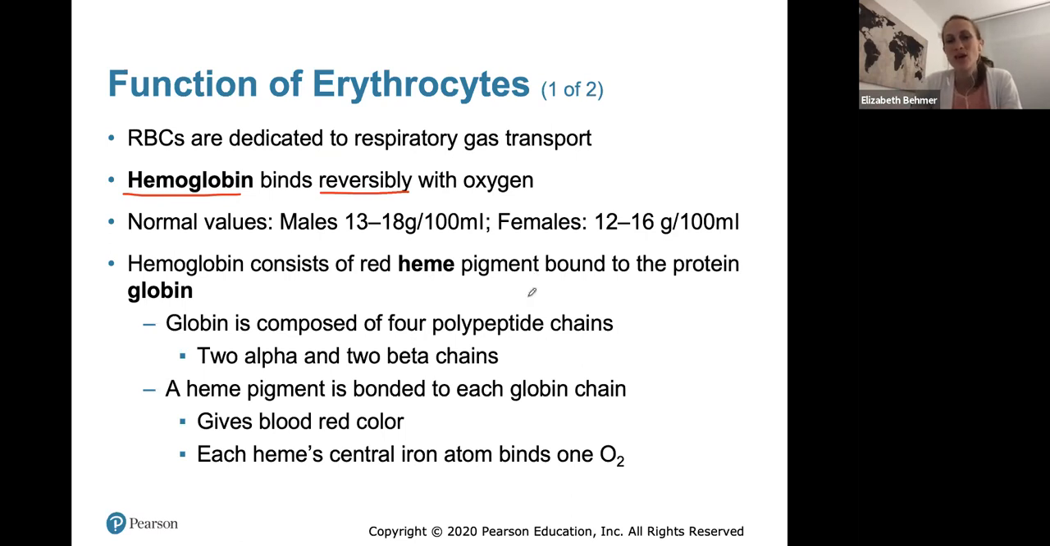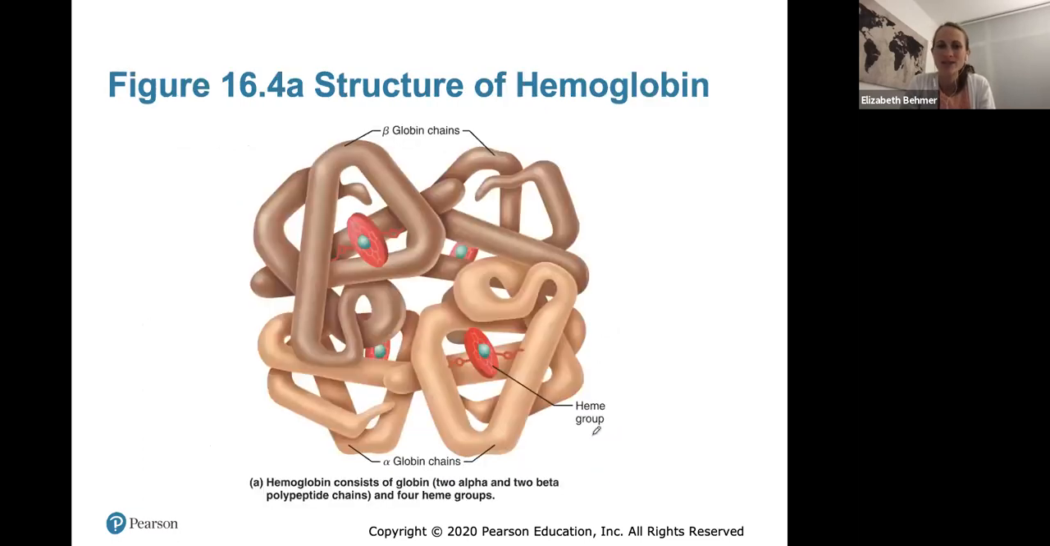Hemoglobin contains a red heme pigment bound to the protein globin, and globin is composed of 4 polypeptide chains, 2 alpha and 2 beta. You don't really need to know that, but you just need to know that the globin has these 4 chains to them, and that each heme pigment is bound to a central globin chain, so that each heme central iron, so iron is at the center of each heme group, and it binds to 1 oxygen. So if you look here, this is the structure of hemoglobin. Here are the beta globin chains.